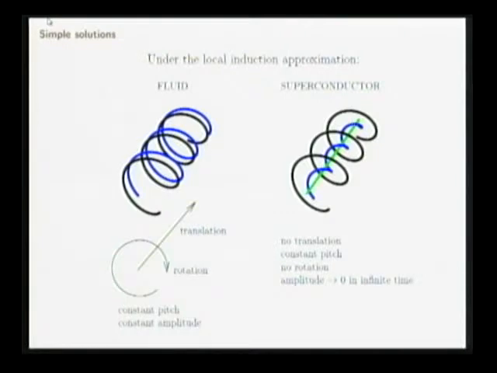And the other simple solution to the equations is a helix. If you have a helix in a fluid, you find that it rotates and it translates. Of course, you can't tell the difference between those two as far as just the curve goes, but it looks like the curve translates along the axis, with a constant pitch and a constant amplitude. So the distance between successive loops is constant, and the radius, the amplitude of this helix, is constant. If you move in the normal direction, as for a superconductor, you have no translation, you still have a constant pitch, you don't have any rotation, but you have an amplitude which decays to 0.